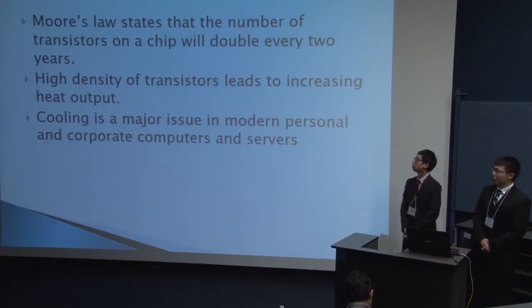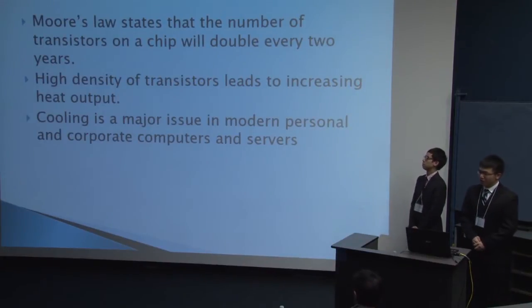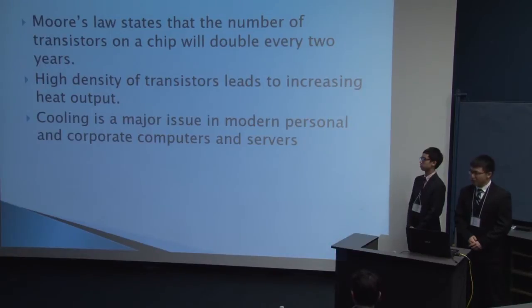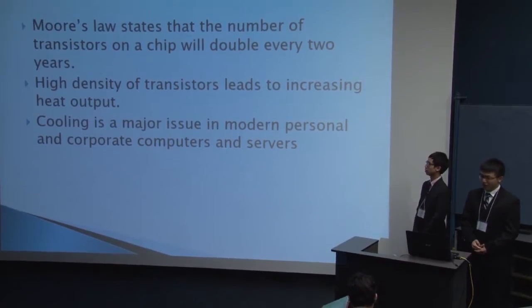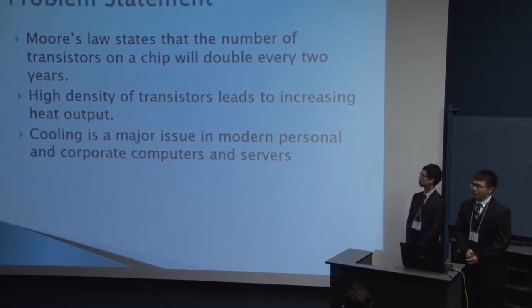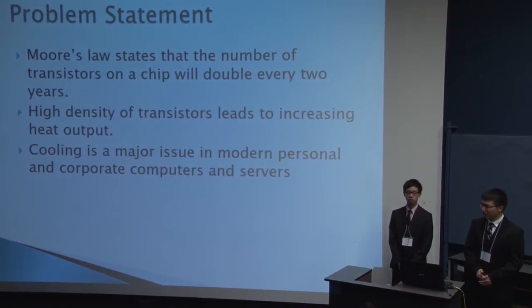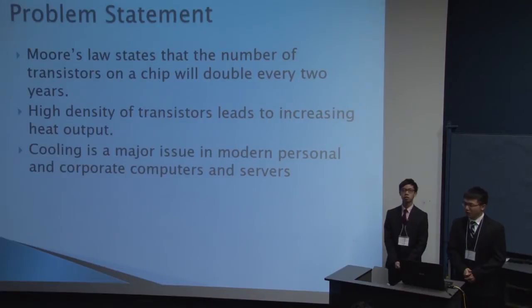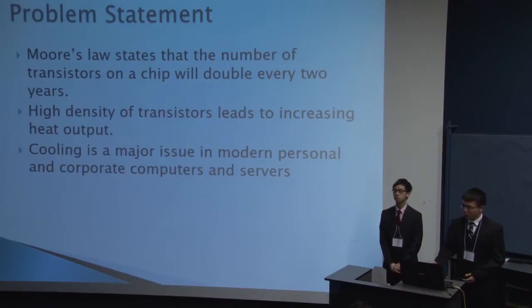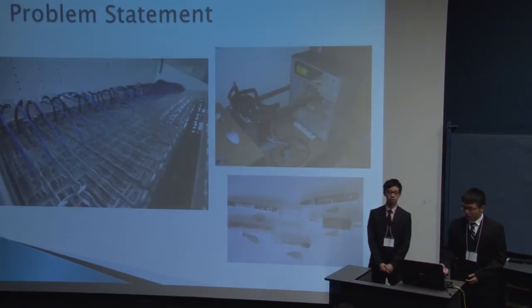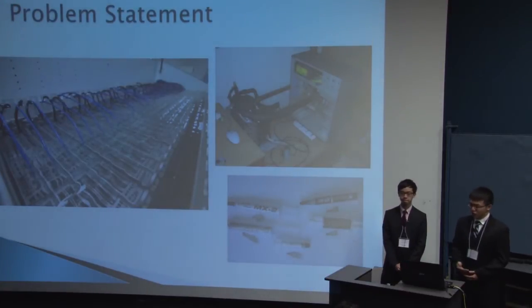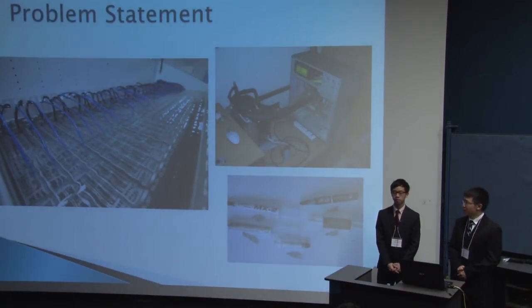So Moore's law states that the number of transistors on a chip will double approximately every 2 years. And this increase in transistors obviously will increase the heat generation that is apparent in our computers today. This poses a huge problem on cooling, on both corporate computers and servers. So people everywhere are trying to improve different aspects of heat management.